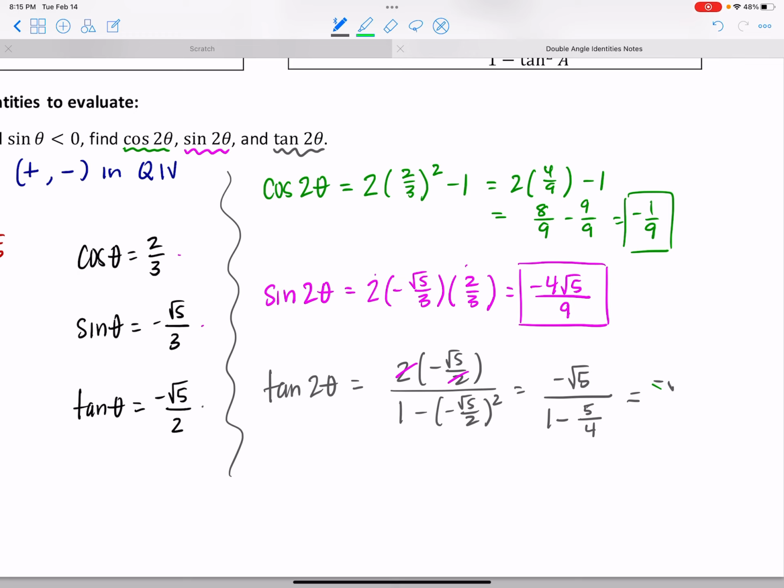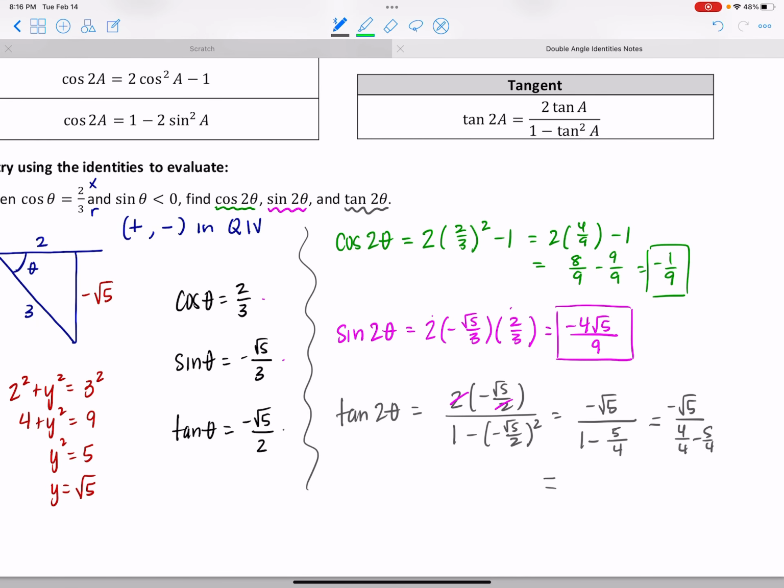So a negative radical 5 in the numerator. What the heck? There's a stray gray or green mark over here. Negative radical 5 in my numerator. In the denominator, I have 4/4, and I'm going to try to subtract 5/4, which is going to leave me negative 1/4. So I'm looking at a limited amount of space. I have negative radical 5 in the top. On the bottom, 4/4 minus 5/4 is negative 1/4. And so negative negative is going to make our answer positive. Dividing by 1/4 is the same as multiplying by 4. So we're going to get a positive 4 radical 5. And that's going to be the exact value there. So tangent of 2 theta, tangent of our double angle, is 4 radical 5.